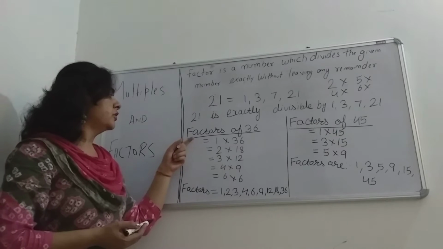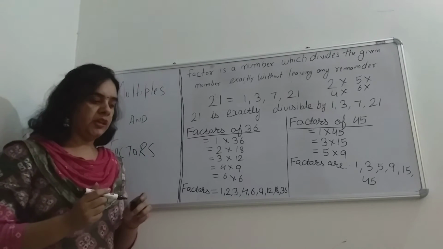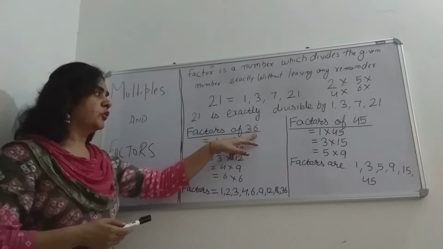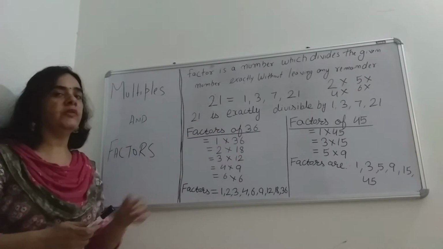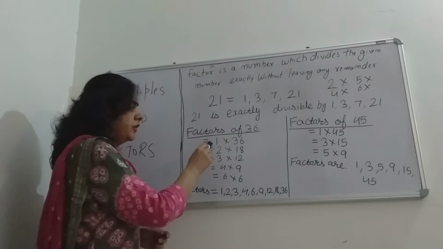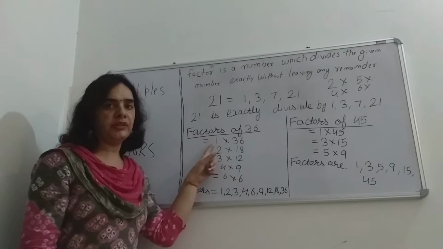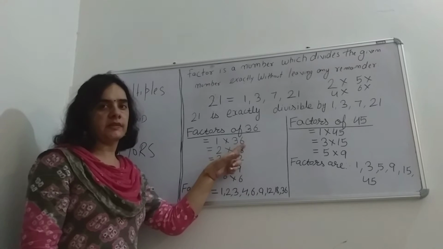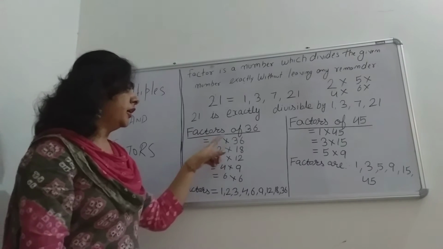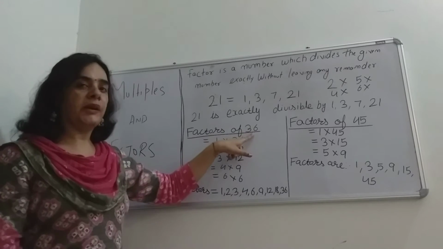So now next we will discuss how to find out the factors of any number. If you are asked to find out the factors of 36, how will you do it? Firstly, 1 is a factor of every number, you know. So we will start with 1. If you divide 36 by 1, what will be the quotient? The quotient will be 36. So its factors will be 1 and 36. The first factor will be 1 and the number itself.